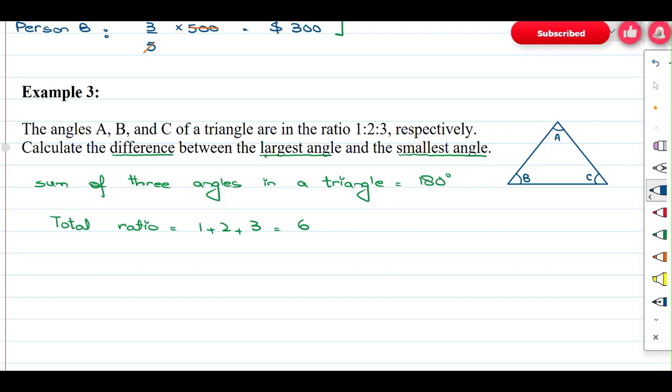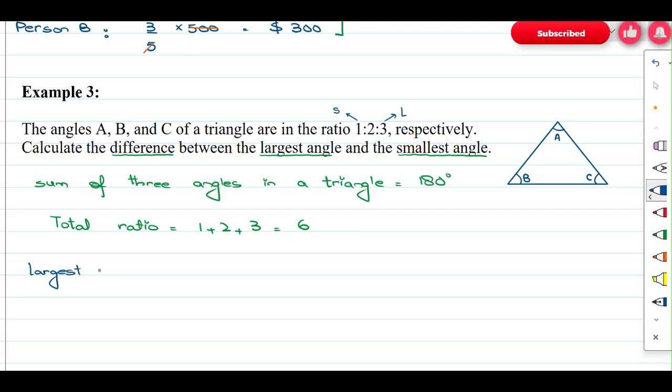Now which is the largest angle and which is the smallest angle? No need to figure out all three angles. We are just dealing with the largest and the smallest one. The largest angle is the angle which has the largest ratio, so this angle is the largest angle, and the angle which has the smaller ratio is the smaller angle, so this one is the smallest angle. We are only dealing with the larger and the smaller angles, not all three. Now let me simplify the larger angle first.